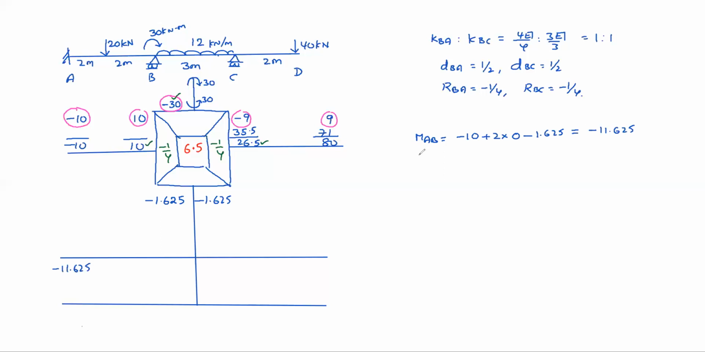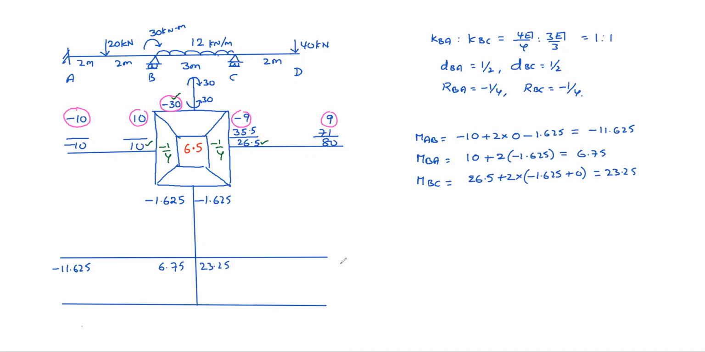Similarly, MBA equals the fixed moment 10 plus 2 times the near end contribution 0 plus the far end minus 1.625, equal to 6.75. Then MBC equals the fixed moment 26.5 plus 2 times the near end contribution minus 1.625 plus the far end contribution 0, which is equal to 23.25.